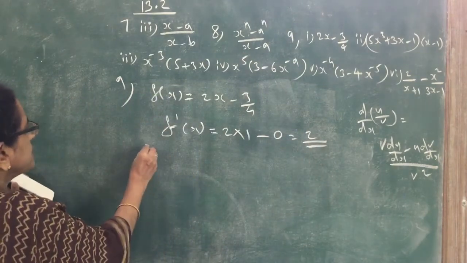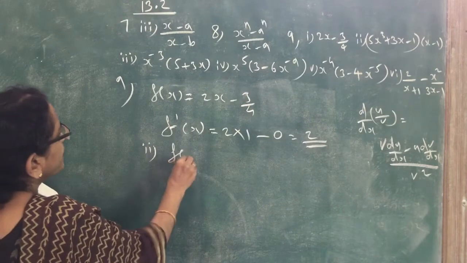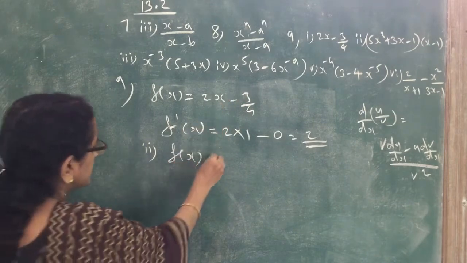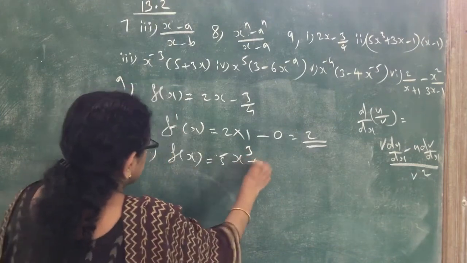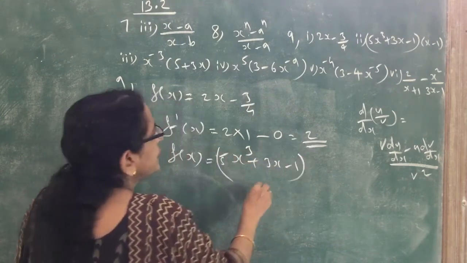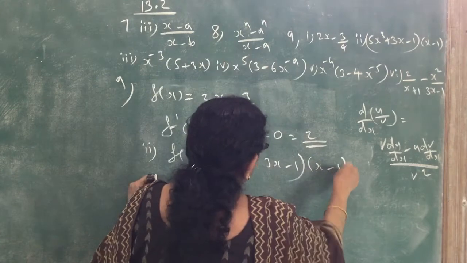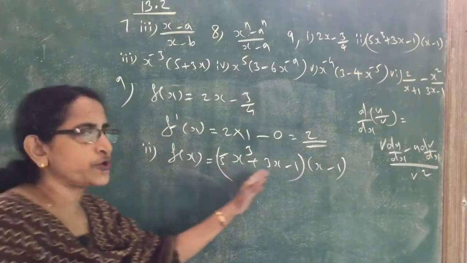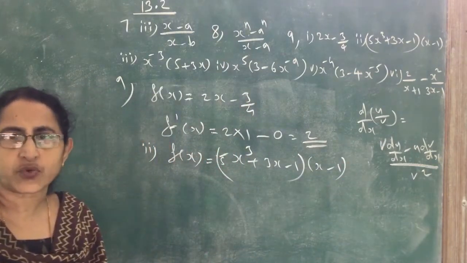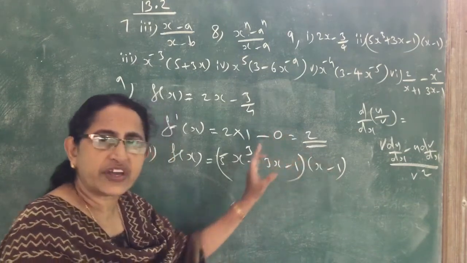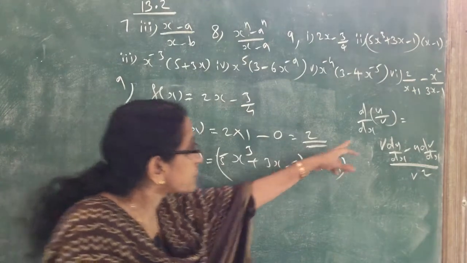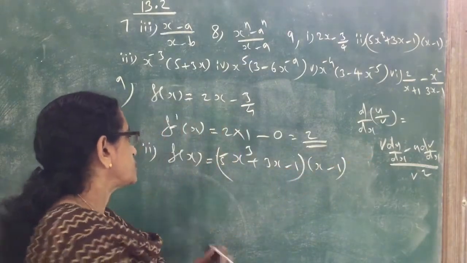Now, second one, f of x equal to (5x cube plus 3x minus 1) into (x minus 1). This is the product of two functions, so we can apply the product rule: first function into derivative of second plus second function into derivative of first. That is the product rule. This is the quotient rule, this is the product rule. So apply the product rule.